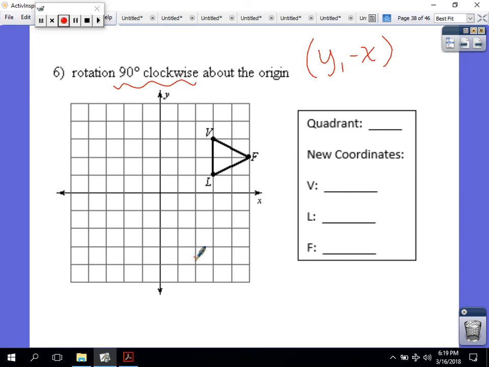Oh, let me give you the points. Sorry. V is 3, 3. F is 5, 2. And L is 3, 1. All right, now pause it.